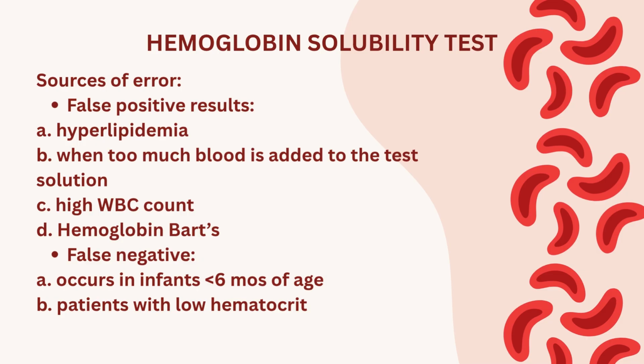Now, the sources of error for this test are: these conditions cause false positive results. Hyperlipidemia, because this will have a turbid sample. So, the sample is turbid already. So, this can cause a false positive result. Another is when too much blood is added to the test solution, or when the patient has a high WBC count. Again, this will cause turbidity in the patient's sample and also hemoglobin bars.